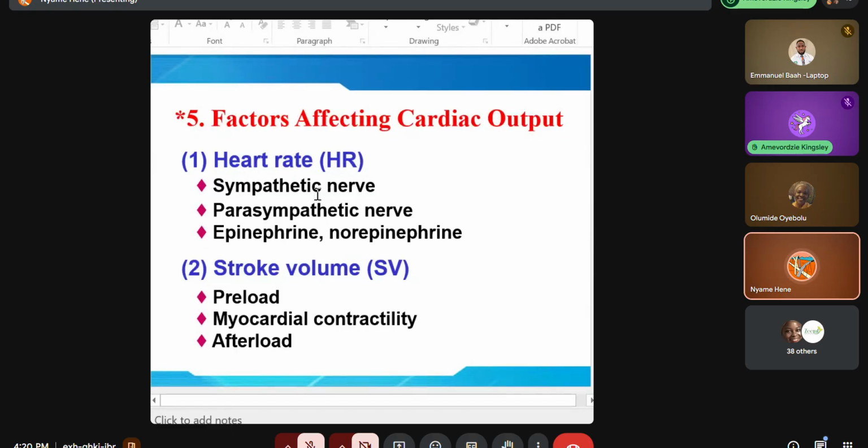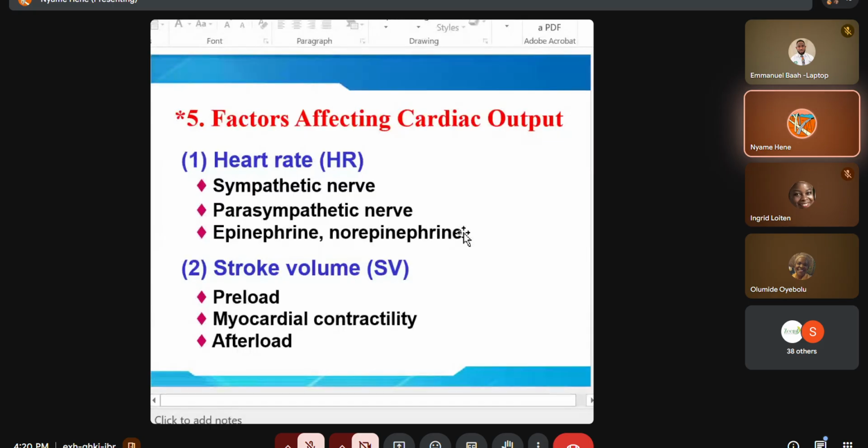The heart rate, we are talking about what? The sympathetic nervous system, parasympathetic nerves, and epinephrine and norepinephrine. These are hormones that are released in those nerves, and when they are released, they can affect the heart rate. Then we talk about stroke volume. We talk about preload, cardiac contractility, and afterload.